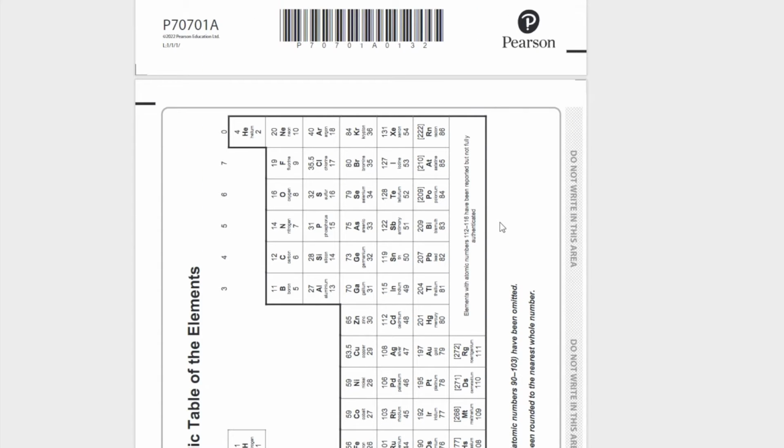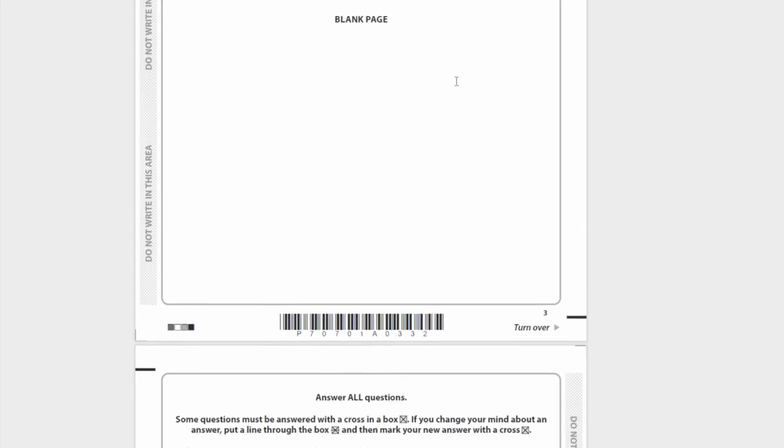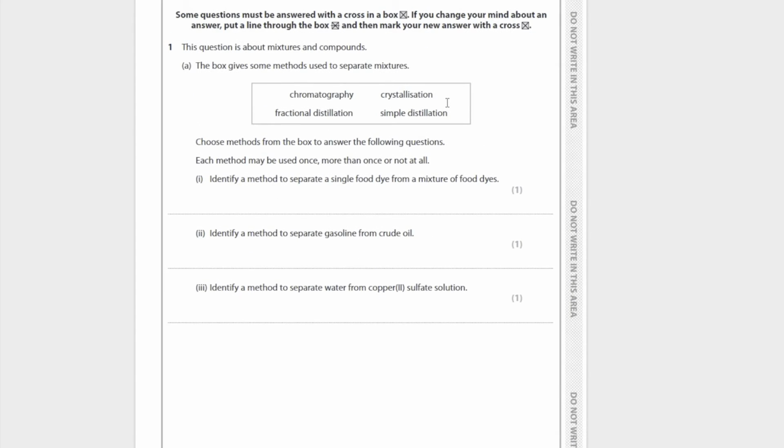So first things first, remember your periodic table is always at the start of your chemistry paper. So very important, you'll need it for basically most of your questions. So it should be of much use to you.